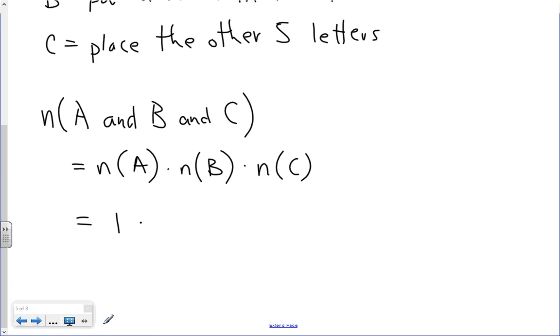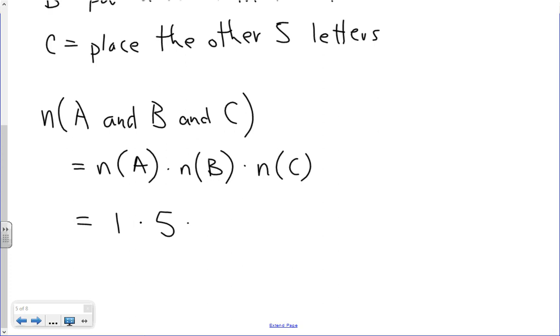Number of ways that event B can occur, that is putting a vowel in the 7th spot. Well, there are only 5 vowels out of the 7 letters to pick from. So there's 5 choices for that. Although technically there's only 6 letters left at this point because we've already taken the Q out. But 5 of those are vowels, so there's 5 choices there. And then we've got to multiply that by the number of ways that we can arrange the last 5 letters.